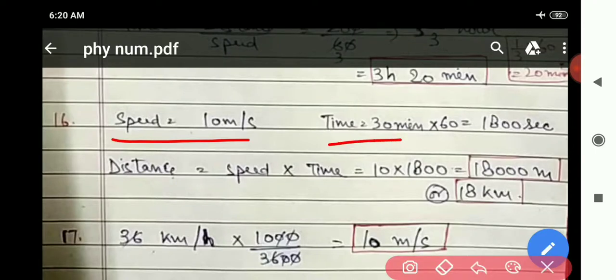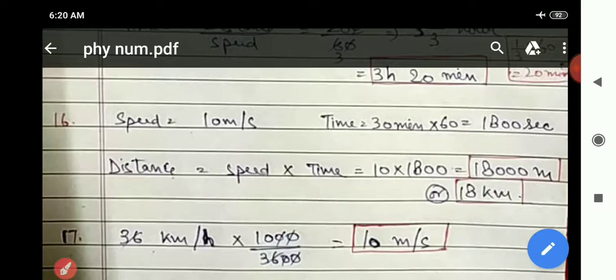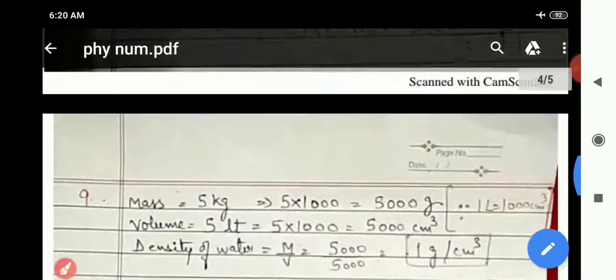We have to convert the time into seconds. So to convert minute into second, we multiply it by 60 and we get answer 1800 seconds. Distance equals speed into time. Put the values in the formula. Speed 10, time 1800, and we get answer 18,000 meter or 18 kilometer. So this is the answer for question number 16. Okay. Now question number 17 and 18.